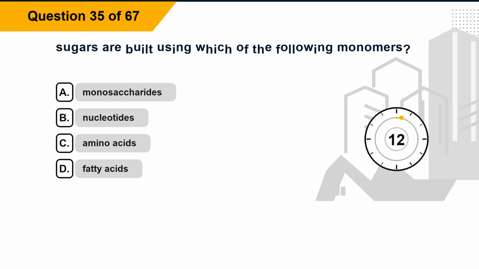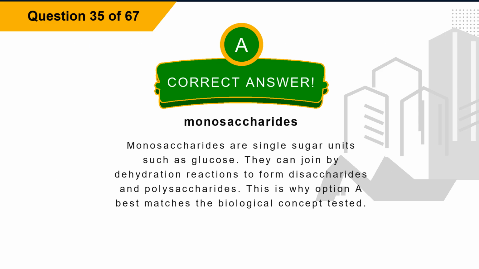Question 35. Sugars are built using which of the following monomers? Option A, monosaccharides. Option B, nucleotides. Option C, amino acids. Option D, fatty acids. The correct answer is option A, monosaccharides. Explanation: monosaccharides are single sugar units such as glucose. They can join by dehydration reactions to form disaccharides and polysaccharides. This is why option A best matches the biological concept tested.